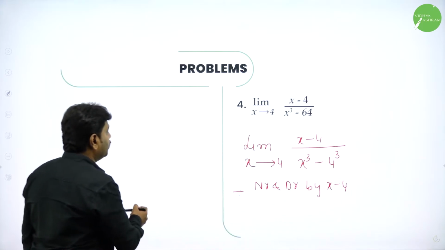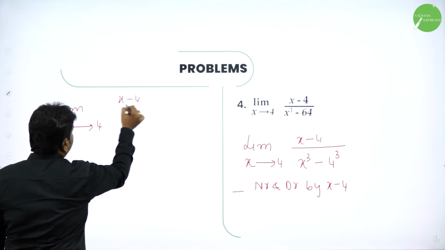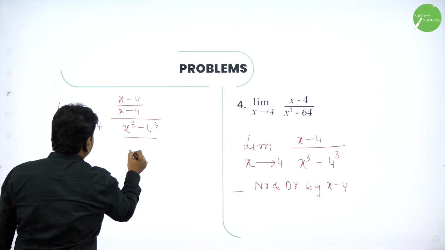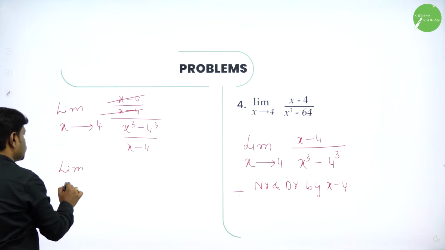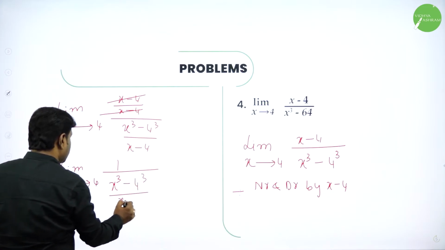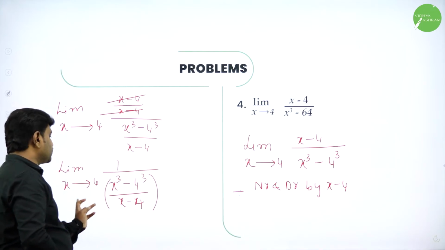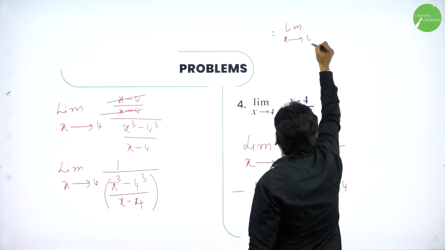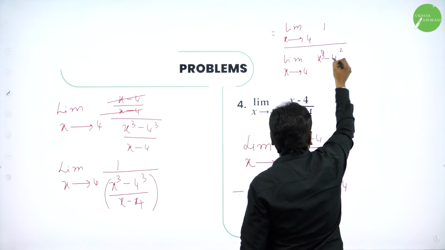Then it will become limit x tends to 4, numerator becomes x minus 4 by x minus 4, denominator becomes x power 3 minus 4 power 3 by x minus 4. So now the numerator x minus 4 cancels, and we will be left with limit x tends to 4, 1 divided by x cube minus 4 cube by x minus 4. Now if you have numerator by denominator, you can apply the limit separately for the numerator and separately for the denominator. If you apply the limit, we will have limit x tends to 4, 1 divided by limit x tends to 4, x power 3 minus 4 power 3 by x minus 4.